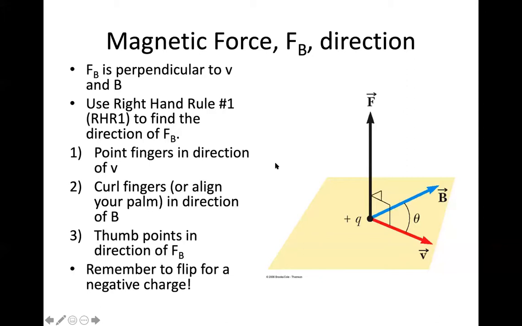Okay, so fingers point in the direction of the velocity. Then you kind of turn your palm so that you can curl your fingers into the B field. And whichever way your thumb points, that's the direction of the force. Let's do some examples to see that in action.